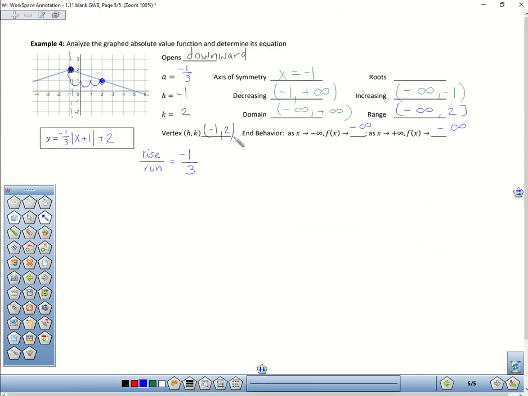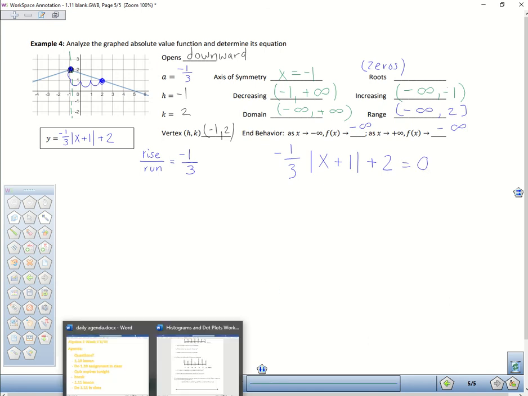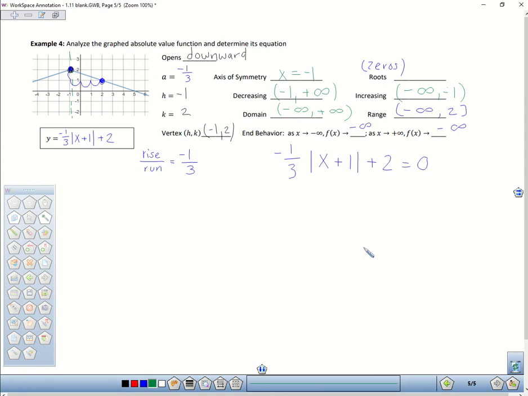Since I can't look at the roots and know what they are, I'm going to have to use the equation. So we have to find the zeros, also known as roots. That means I have to plug in 0 for y. Remember doing that? So that's going to be negative 1/3 absolute value of x plus 1 plus 2 is equal to 0. Do you guys remember the first step in solving an absolute value equation? We have to get the absolute value alone, by itself, subtract 2 on both sides. I end up with negative 1/3 times the absolute value of x plus 1 equals negative 2.